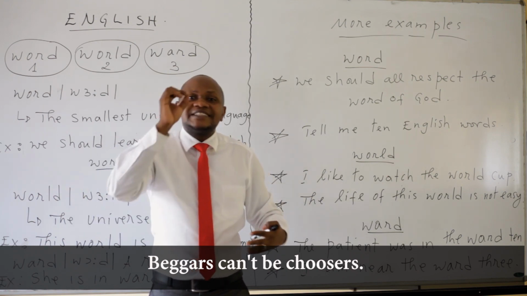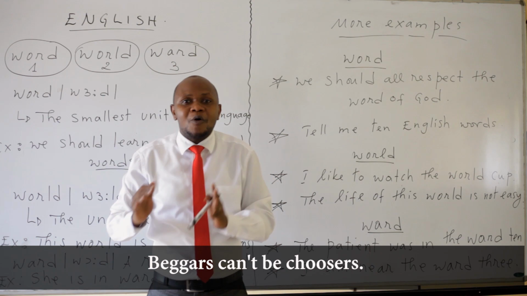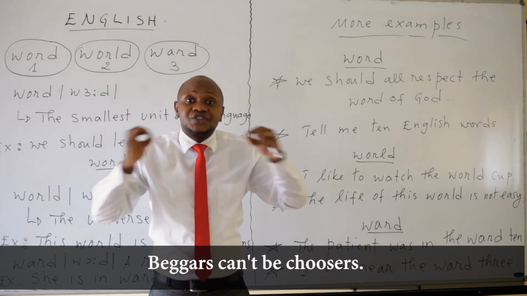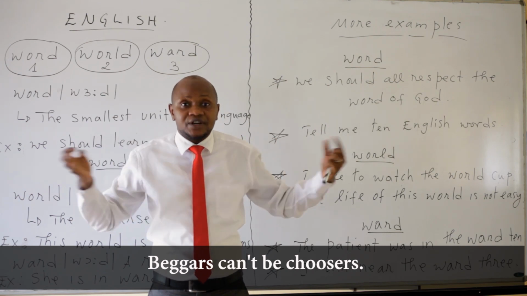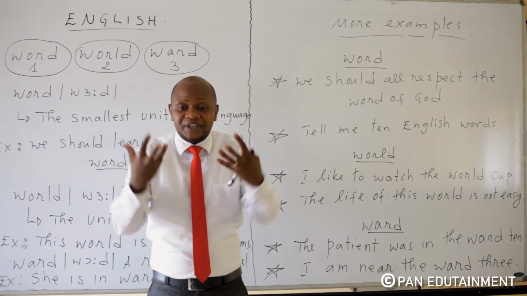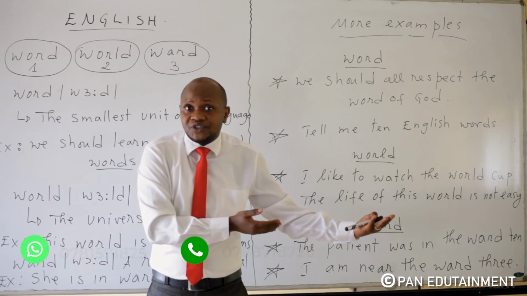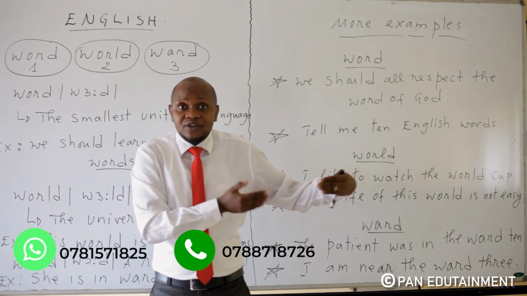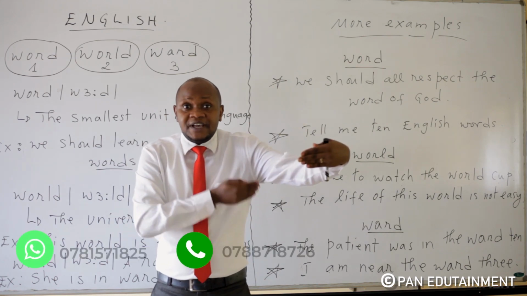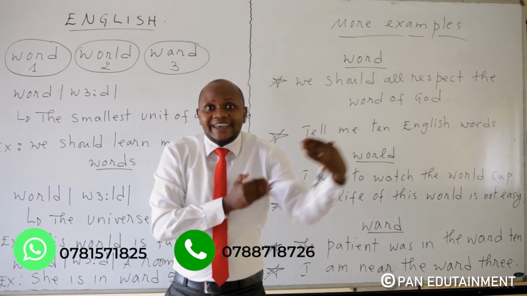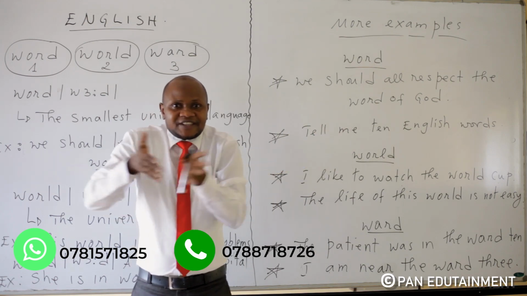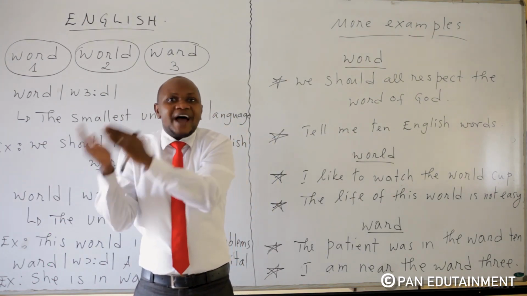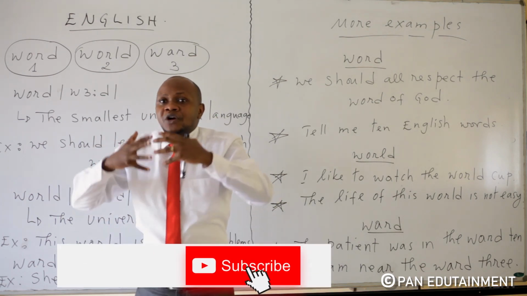beggars can't be choosers nta gihe na kimwe abasabirizi bagomba kuba abantu bahitamo. A chooser ni umuntu uhitamo. Choosers abantu bahitamo ikintu. To choose, from verb to choose. Beggar viva kuri verb to beg, yo gusaba. Yo wabaye beggar urumusabirizi. Beggars can't be choosers. Abasabirizi ntibashobora kuba bahitamo, bagira amahitamo kugira ngo tuvuge urugero.